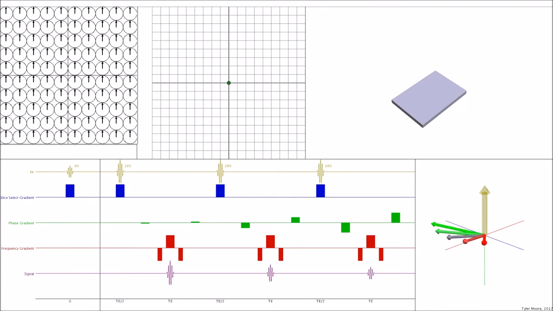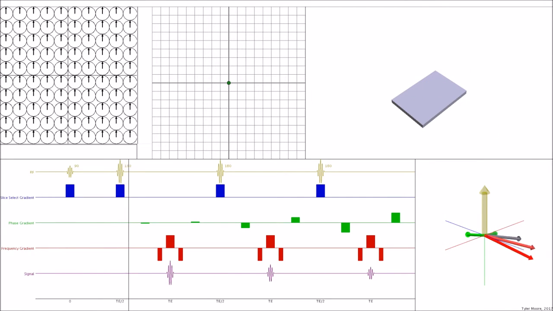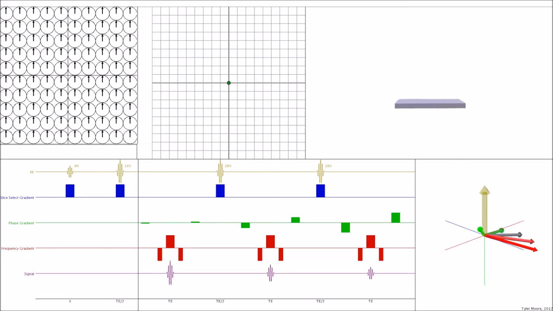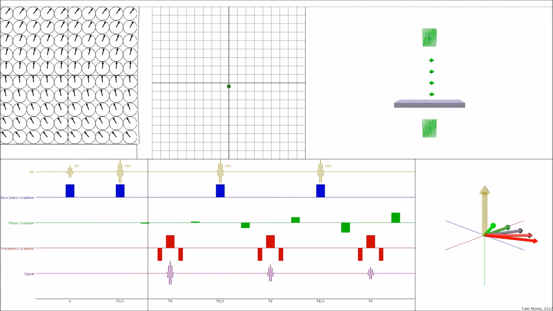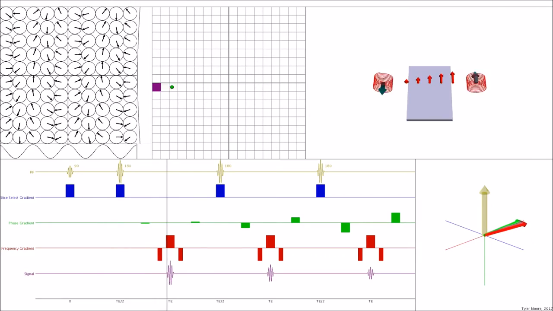First, note that the k-space diagram in the top middle contains a green circle. This circle represents our position in k-space. Our position in k-space moves along the y-axis when the phase gradient is on, and moves along the x-axis when the frequency gradient is on.